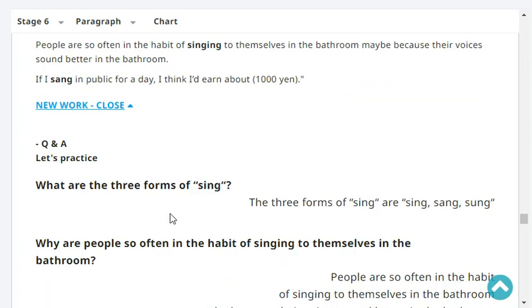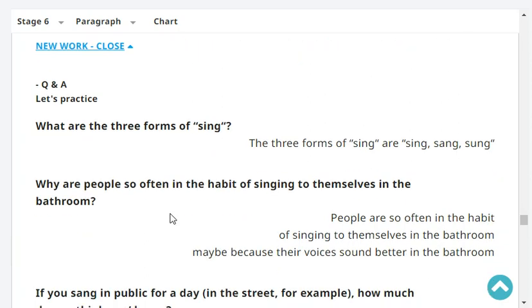Okay, let's practice. What are the three forms of sing? The three forms of sing are sing, sang, sung.